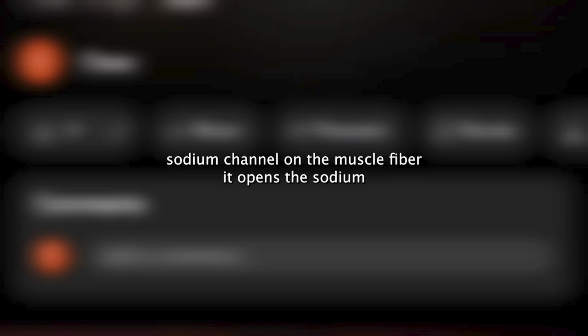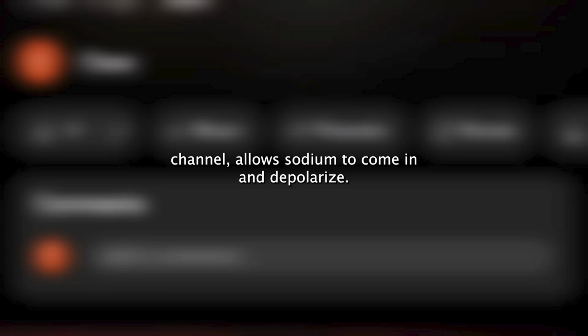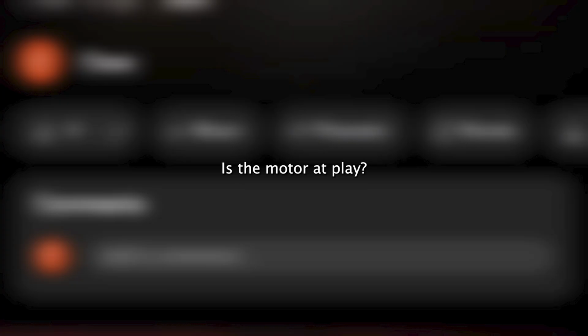Acetylcholine binds to a chemically gated sodium channel on the muscle fiber. It opens the sodium channel, allows sodium to come in, and depolarizes the motor end plate. Starts an electrical impulse. Let's see what that looks like. These are the vesicles of acetylcholine. These are the receptors, acetylcholine receptors.